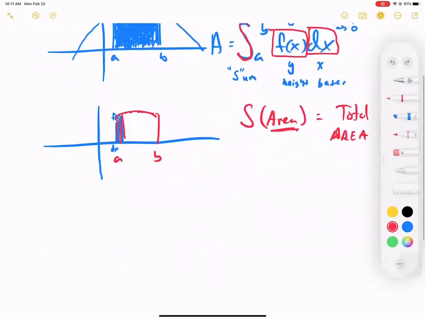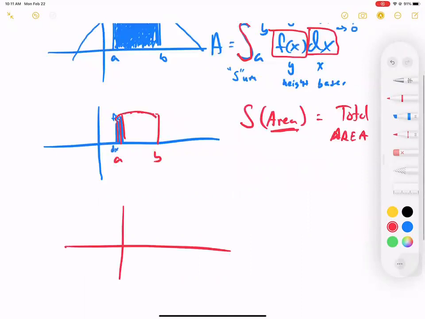Now, a couple things may happen. What happens if your graph looks like this from A to B, right? Well, I want you guys to notice that the y values here are negative, and the y values on the right side here are positive.